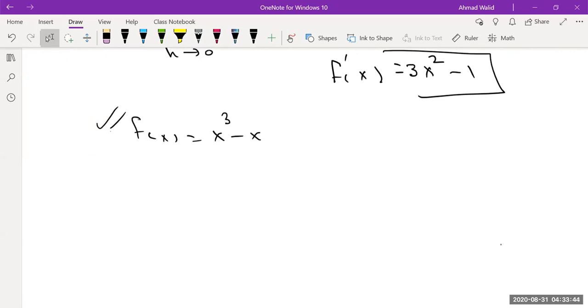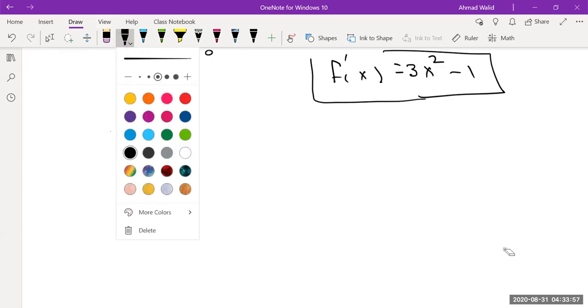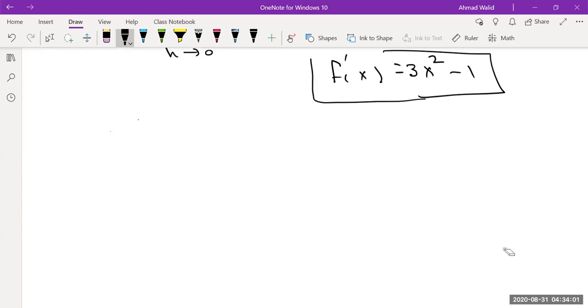I will give you all those rules. But for the time being, that's your answer, correct? Now, a few notes for you. You see, the idea, it's 3x squared minus 1, which is another function. I told you the derivative of a function gives you another function, sometimes a number, sometimes another function, correct?